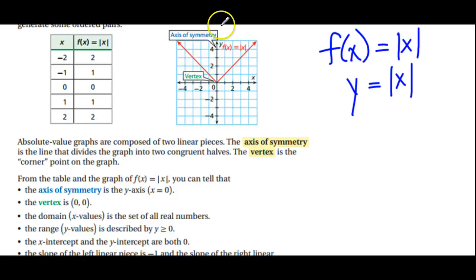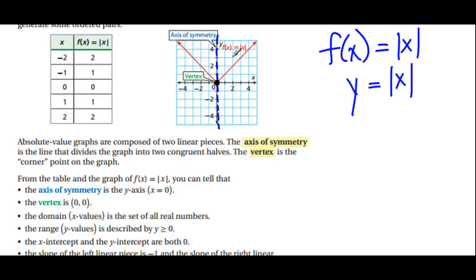There is an invisible line that cuts right through the middle of our V. That is called our axis of symmetry. If I were able to fold this graph right on that line, the two halves of the V would lay right on top of each other. There is also a point right here, where the V changes directions. That is called the vertex, or the corner.